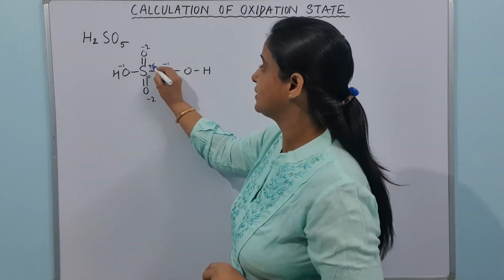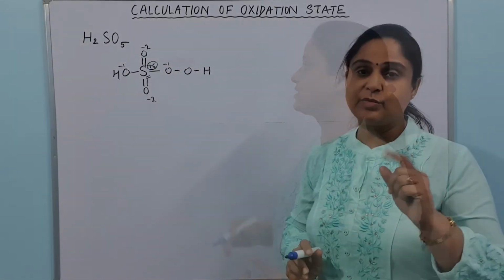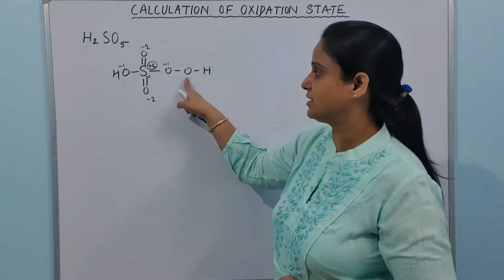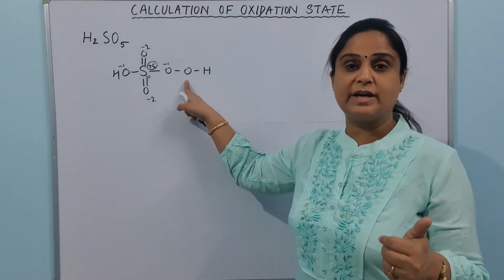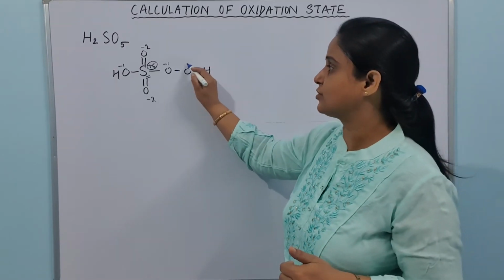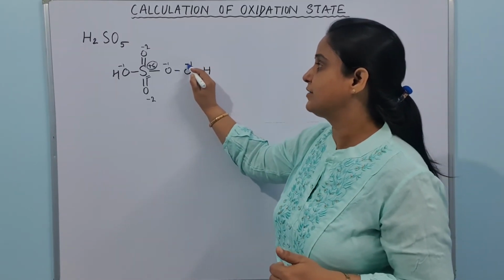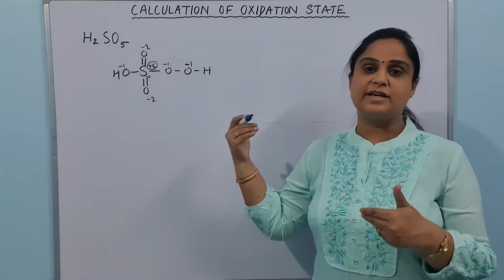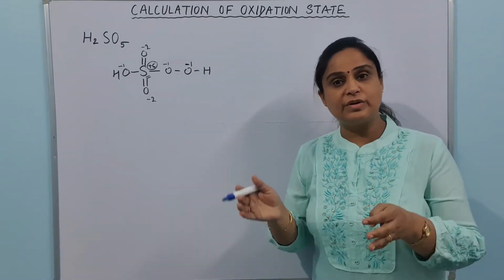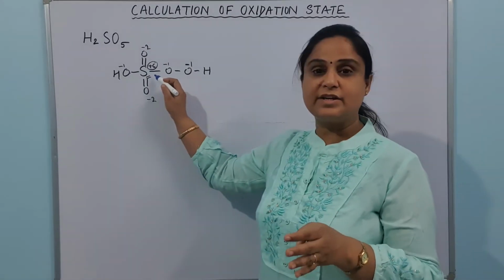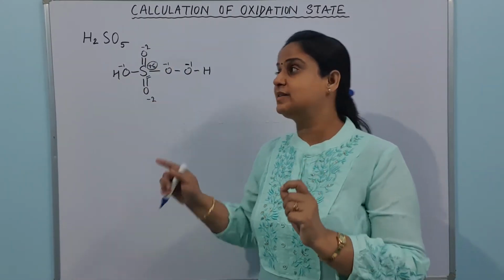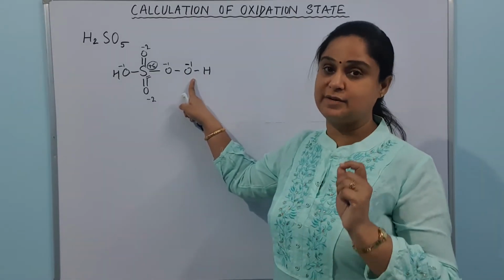So what is the oxidation state of sulfur here? +6. One more thing you can observe here, that we are having two oxygen connected this way, and I have already told you in the last video that this connection is called peroxide, and you can see here these two oxygen are at oxidation state -1. If you want to calculate the oxidation state of sulfur in this compound, you have to mention there that these two oxygen are at the oxidation state -1.